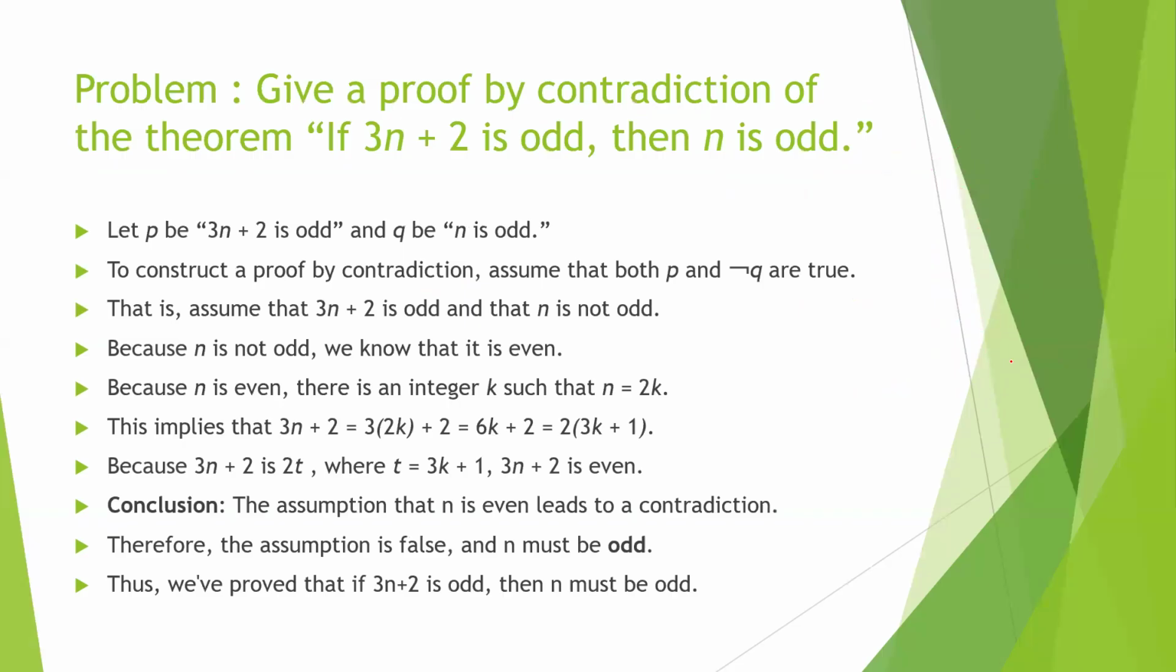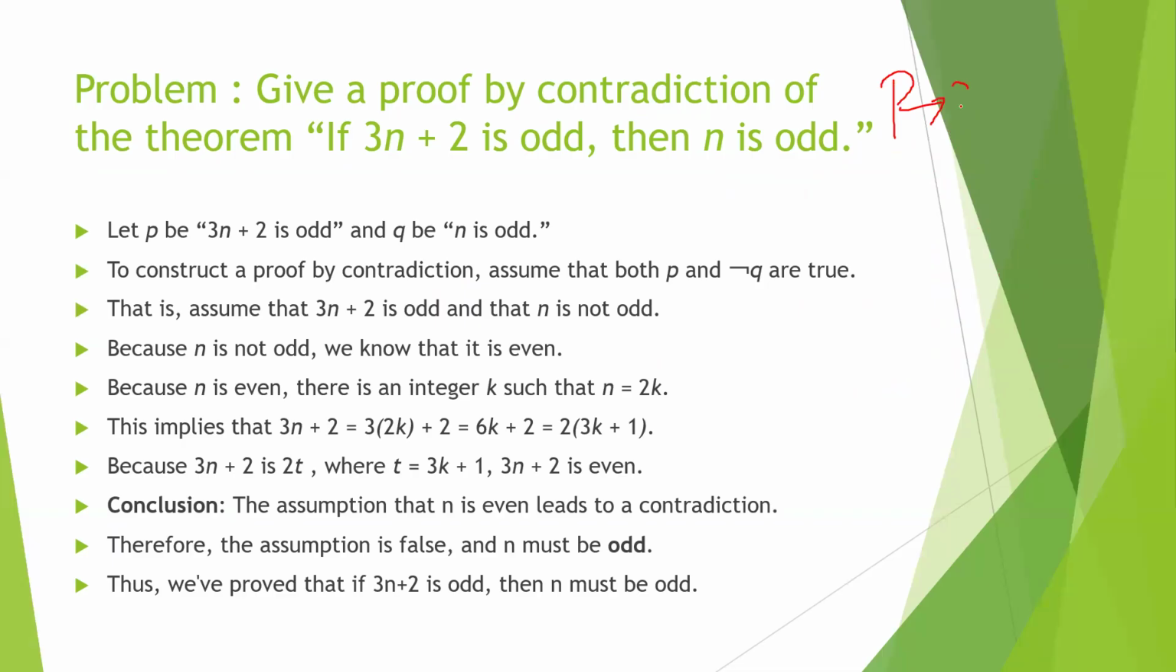And then another example, another problem. Give a proof by contradiction of the theorem: if 3n plus 2 is odd, then n is odd. Okay. So our question is, if 3n plus 2 is odd, then n is odd. So we can take this as P implies Q.